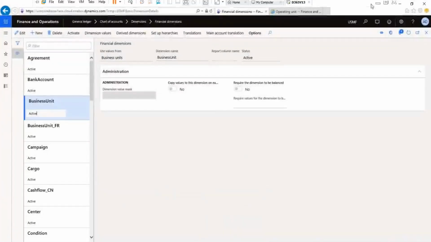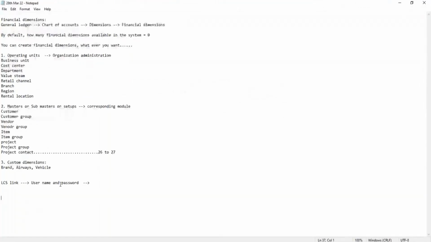Now, financial dimensions, we understood how to create them. Normally 4 to 5 financial dimensions are enough. It may be extended up to 15 or 20. If you want, you can create n number of dimensions. The system will not stop you. But if you create more dimensions, the performance will come down. That is the only criterion you need to remember.